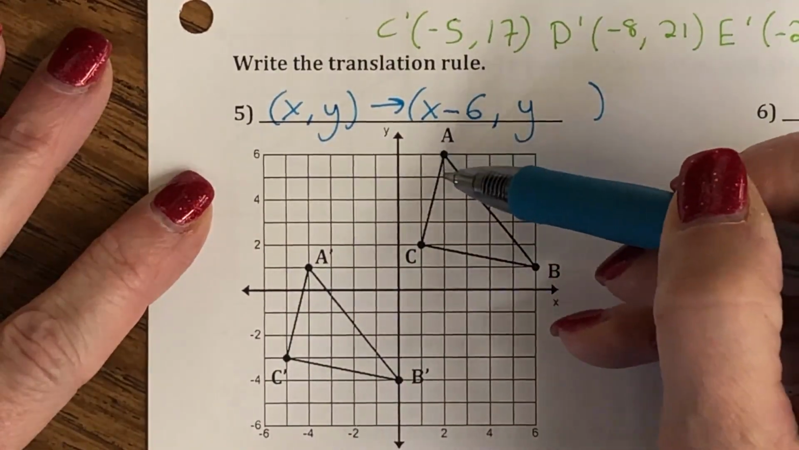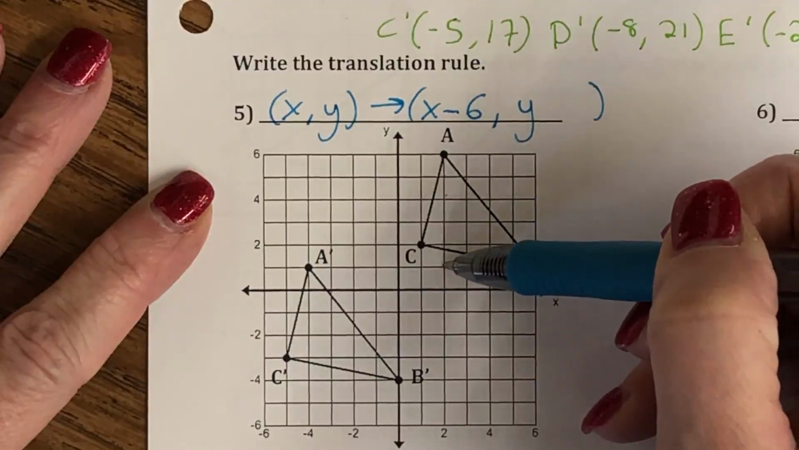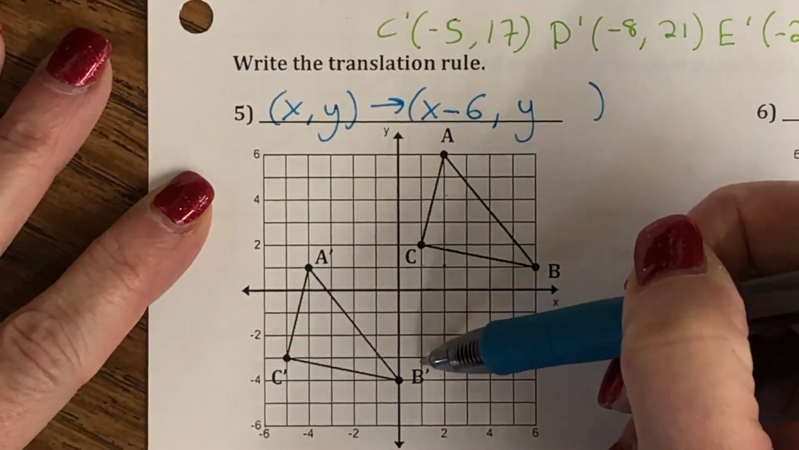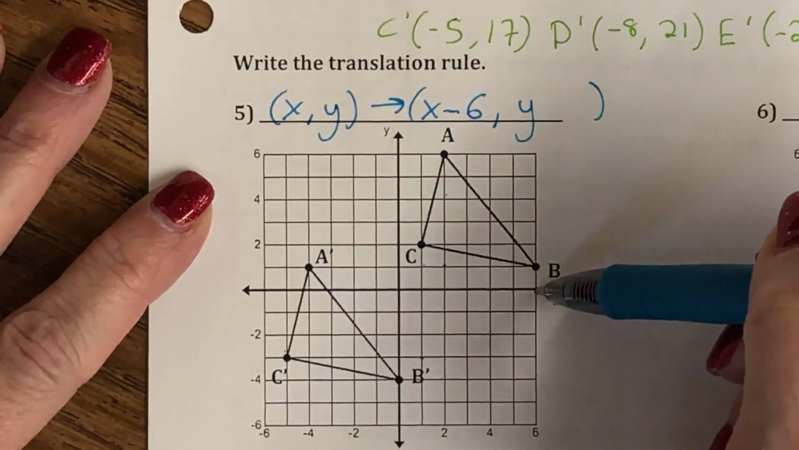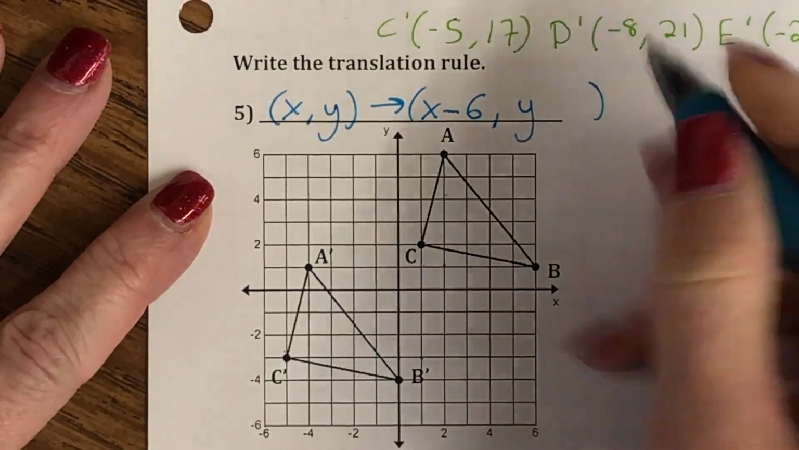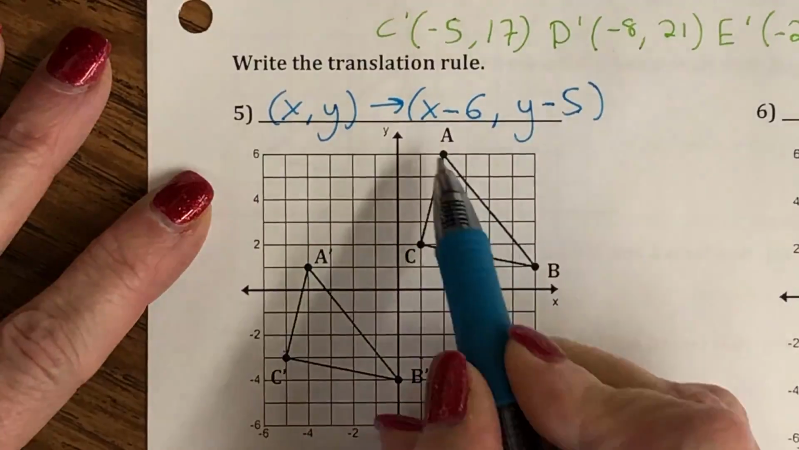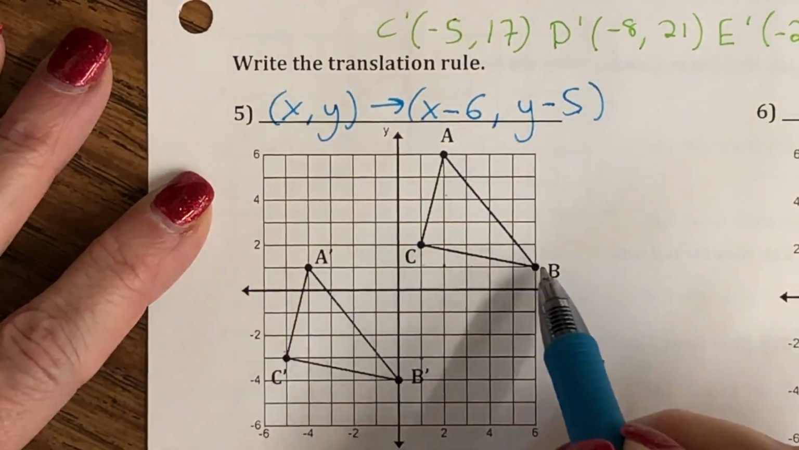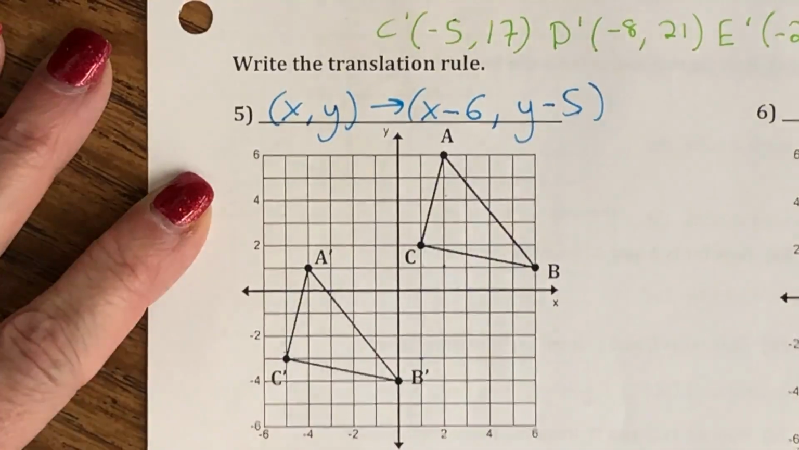To go down, we go down 1, 2, 3, 4, 5. Let's see if that same thing goes down here. 1, 2, 3, 4, 5. It gets us there, yep. And 1, 2, 3, 4, 5. So this is y minus 5. So every time I went left 6, down 5. Left 6, down 5. Left 6, down 5.